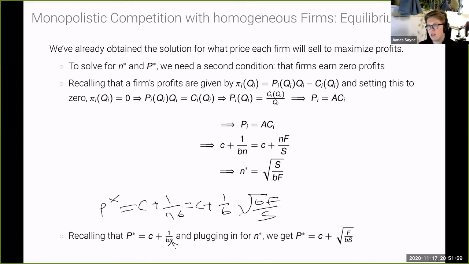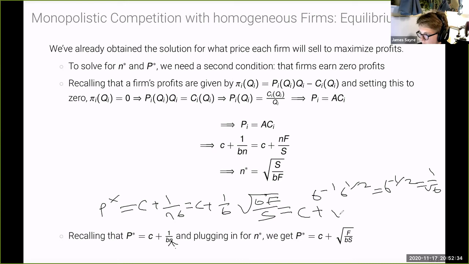And so then the simplifying thing that we can do here is we can just notice that the square root of B times 1 over B is equivalent to writing B to the -1 times B to the 1/2. And so what are we left with? We're left with B to the -1/2, which is equivalent to just writing 1 over the square root of B. And so we can simplify this term here by just writing instead C plus the square root of F over SB. Okay, and so that's what we get right here.